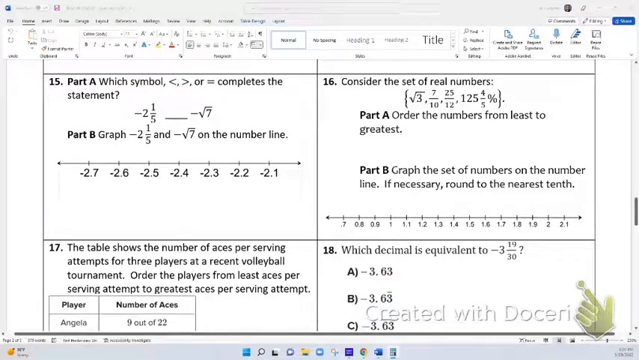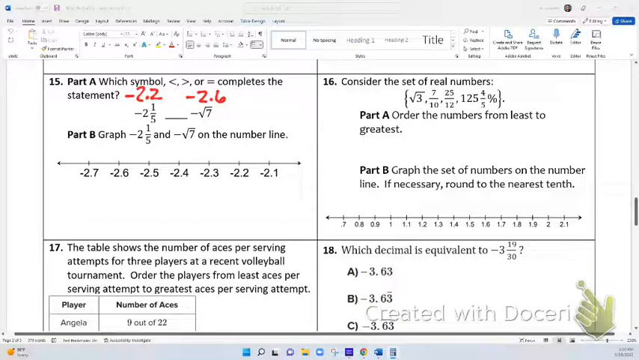For number 15, it says, which symbol completes the statement? So once again, we have -2 and 1/5. For this one, we're just simply going to do 1 divided by 5. We get 0.2. We have a negative in front of it, so we can call this -2.2. For the other one, we have the negative square root of 7. So first do the square root of 7. Reminder that the negative is on the outside, it's not on the inside. So we just find the square root of 7 first, and then of course attach a negative in front of it. This ends up being a -2.6 roughly.